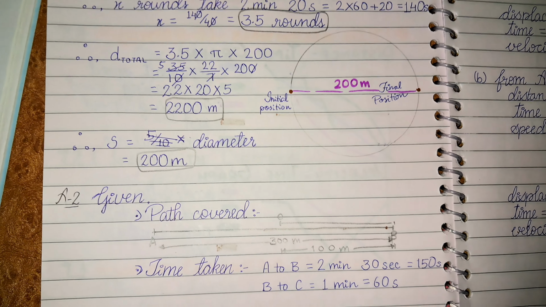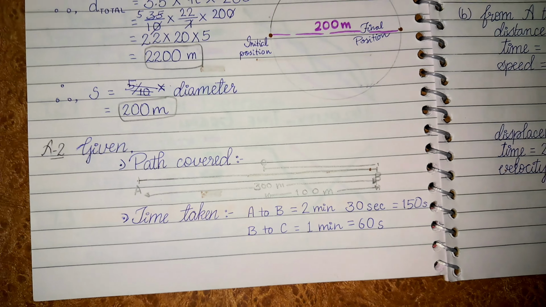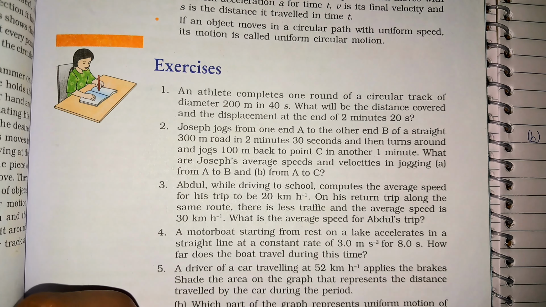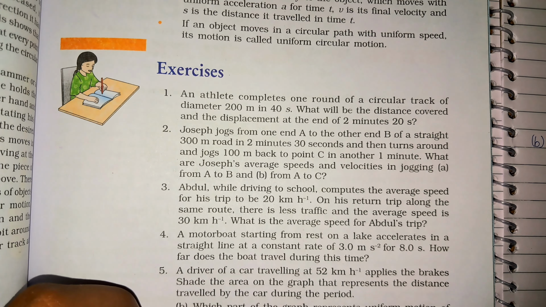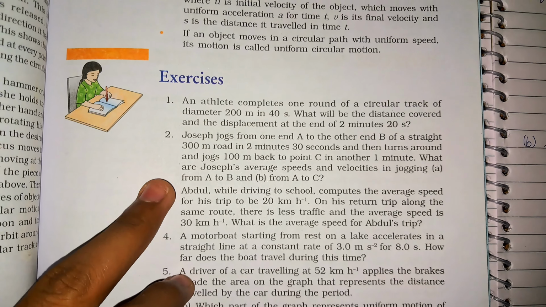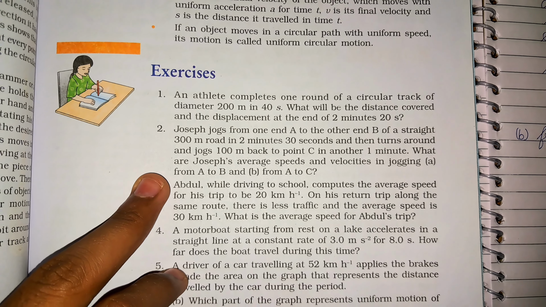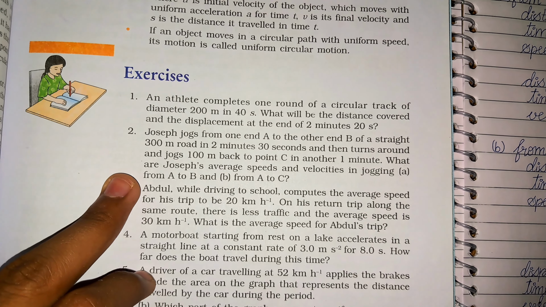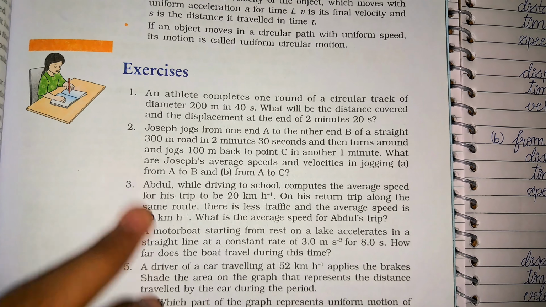Then in the second question we again wrote the given. So let me show you the question. Joseph jogs from one end A to the other end B of a straight 300-meter road in 2 minutes 30 seconds and then turns around and jogs 100 meters back to point C in another 1 minute. What was Joseph's average speed and velocities in jogging from A to B and from A to C?